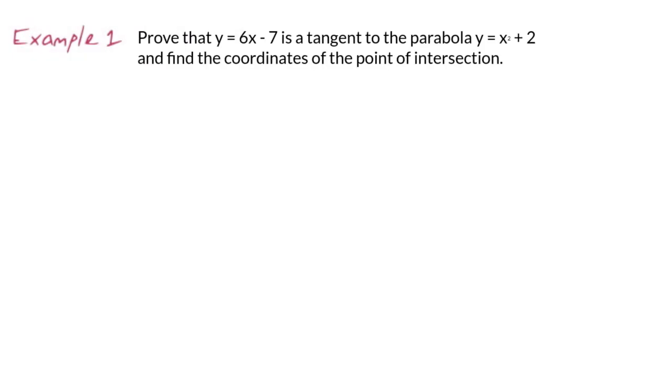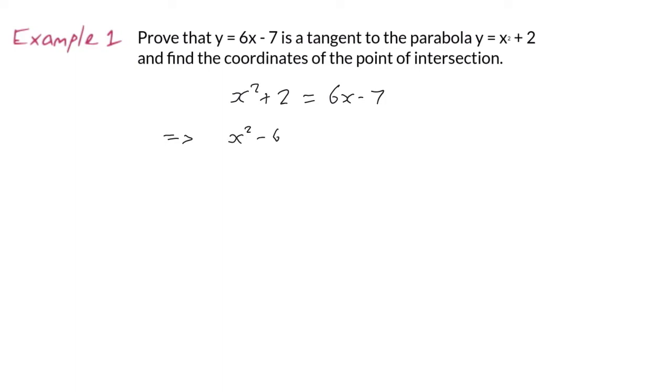So in example 1, we're being asked to prove that the line y equals 6x minus 7 is a tangent to the parabola y equals x squared plus 2. And then we're also needing to find the coordinates of the point of intersection. So we're proving that it's a tangent. To do that, we're going to start by substituting the equation of the line into the parabola. Effectively here, we're just making them equal to each other as they're both expressed with y as the subject. So x squared plus 2 equals 6x minus 7.